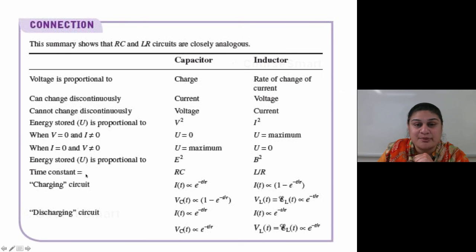The time constant for a capacitor is given by RC, and for an inductor it will be L over R. I would highly recommend that you write this summary down on a piece of paper and keep it with you for the exams and the quizzes. You're going to need a bunch of these formalisms.